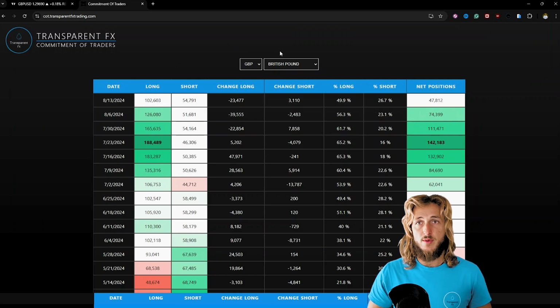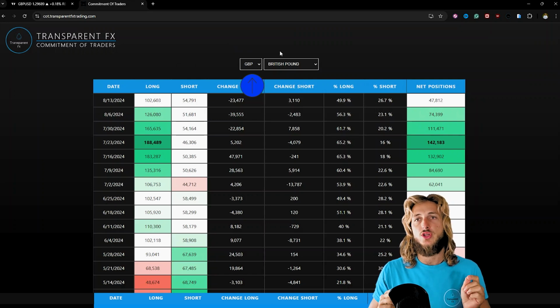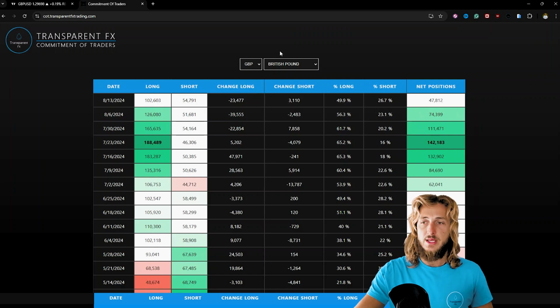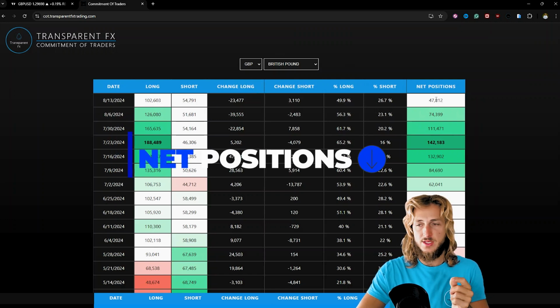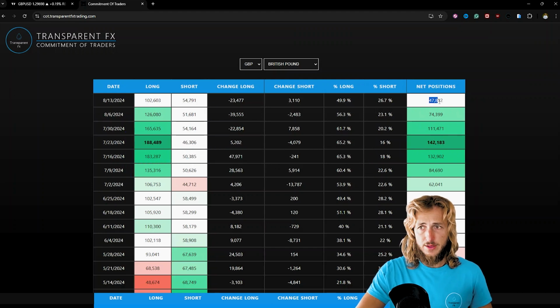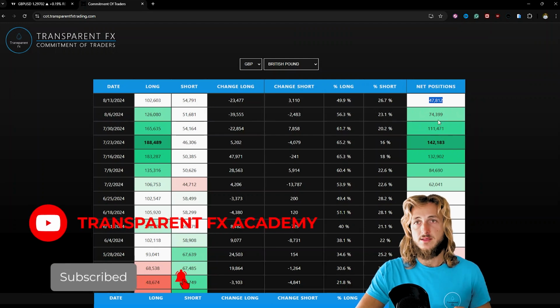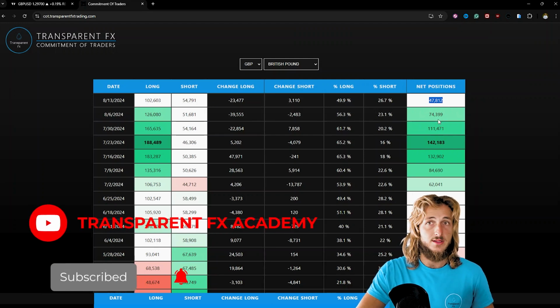Now, the first thing to keep in mind is that if we are looking at the data for the GBP, we are actually already looking at GBPUSD because all currencies on the spot are traded against the USD. And what we can see here is that with the last reports, net positions have decreased. We went from having 142k net positions down to 47.8k net positions. So if we look only at the very short term, yes, the net positioning has decreased.